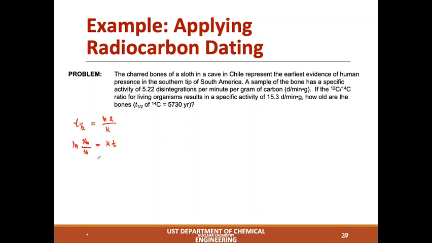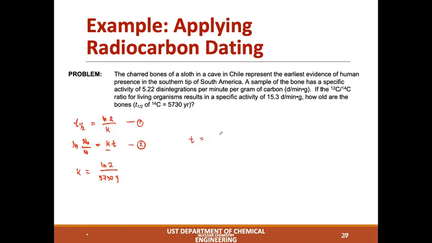We can determine the age of the bones by using the second equation and solving for t, given the initial and final disintegration rate. But in order to do that, we need first to know k. And similar to the previous problem that we solved, we can get k by using the first equation and knowing the half-life of carbon-14. So that will be our strategy. Now, k can be determined by taking ln of 2 and dividing it by the half-life of carbon-14, which is 5,730 years. Now that we know k, we can simply solve for t using the second equation.